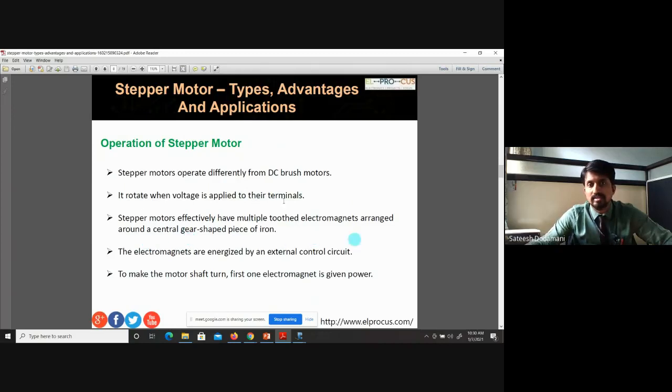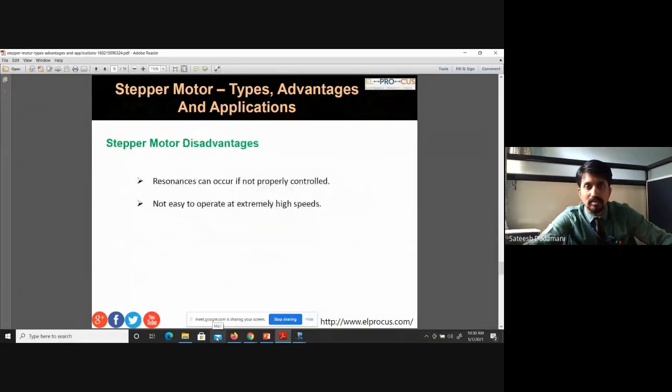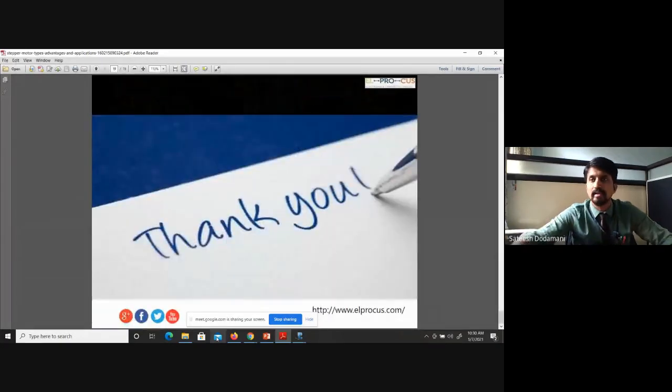A DC motor rotates when voltage is applied to its terminals. Stepper motors effectively have multiple toothed electromagnets arranged around a central gear-shaped piece of iron. The electromagnets are energized by an external control circuit. To make the motor shaft run, first one electromagnet is given power. That is what I have explained earlier. I would like to show some diagrams here. Not here actually, I guess in the PPT it is available.